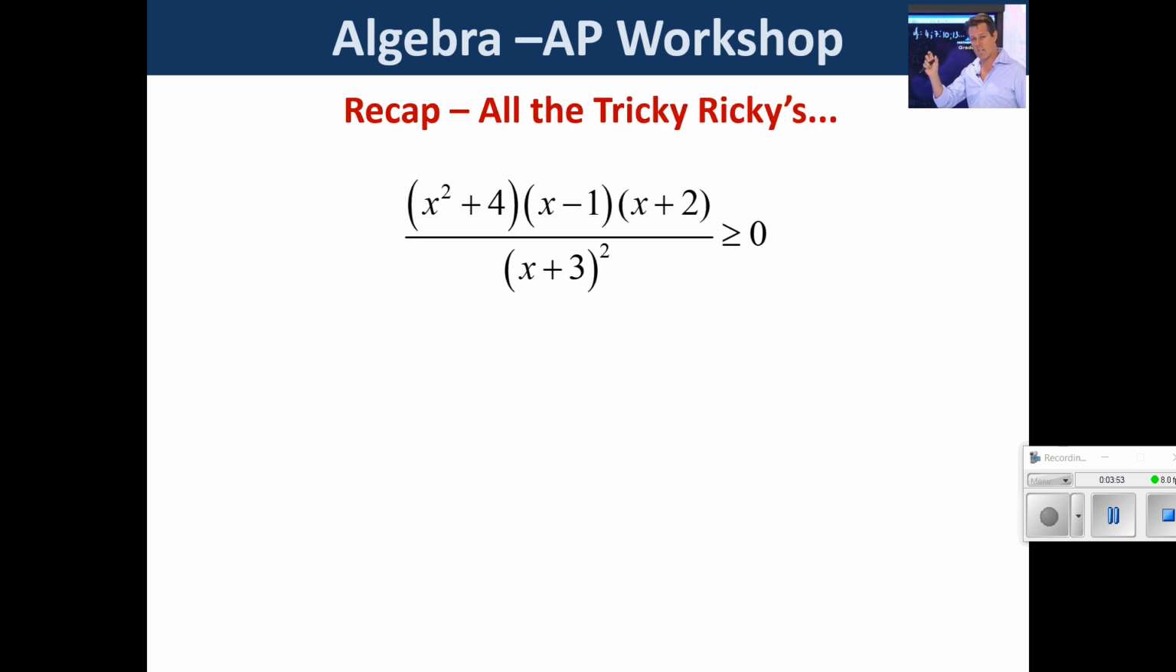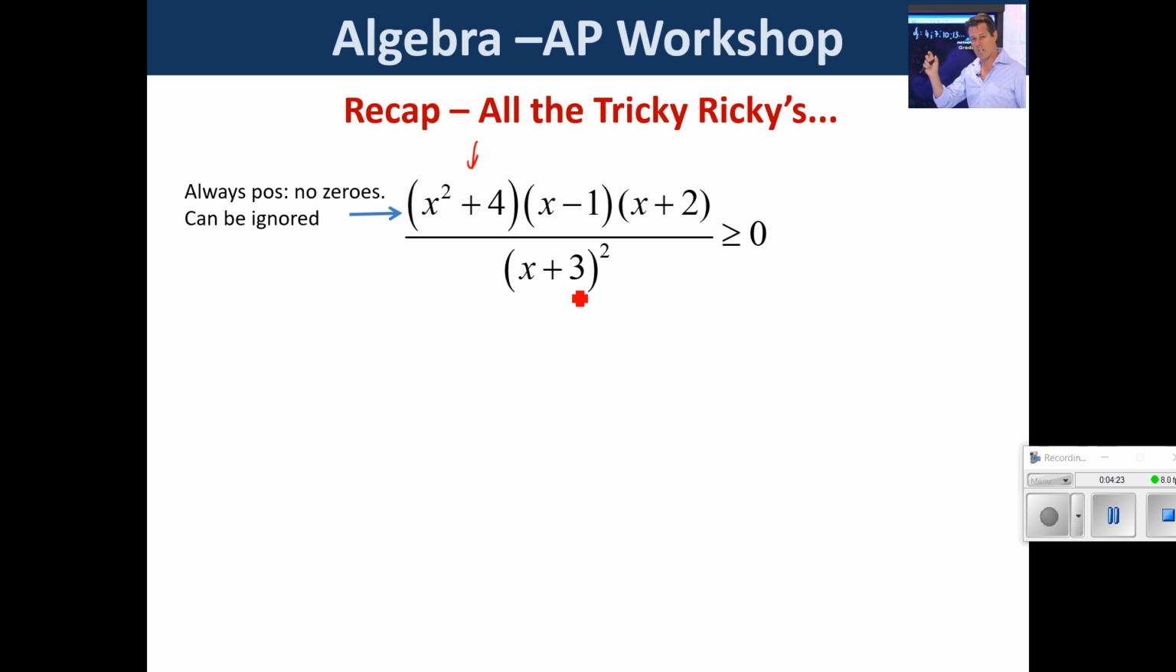And then here, if we just put all the tricky ones together, look at this first expression here at the top. Please remember that that cannot give you any zeros in the real number system, because x squared is a positive, adding to 4, that will always just be a positive. We can just ignore that entirely. We know that x equals 1 is a critical value. We know that x equals minus 2 is a critical value. We know that negative 3 is a critical value, but that negative 3 cannot form part of the solution set.